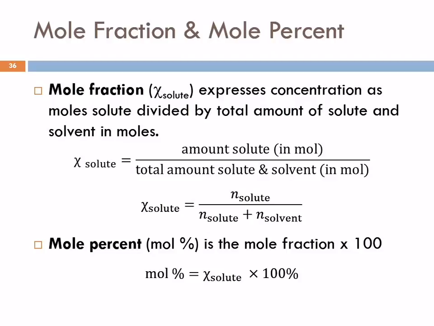Another one is mole fraction. Mole fraction is abbreviated with the Greek letter chi. So the mole fraction of solute gives the moles of solute divided by the total number of moles, which is moles of solute and moles of solvent. So we can look at it this way. Chi solute, the mole fraction of the solute, is the amount of solute in moles divided by the total amount of solute and solvent in moles. So it's the moles of solute divided by the moles of solute plus the moles of solvent. And this is useful in certain equations.